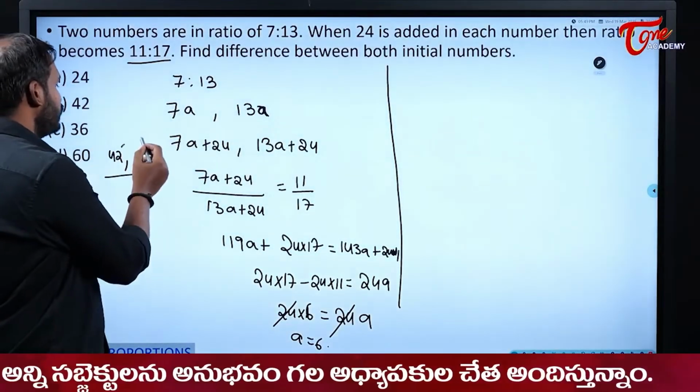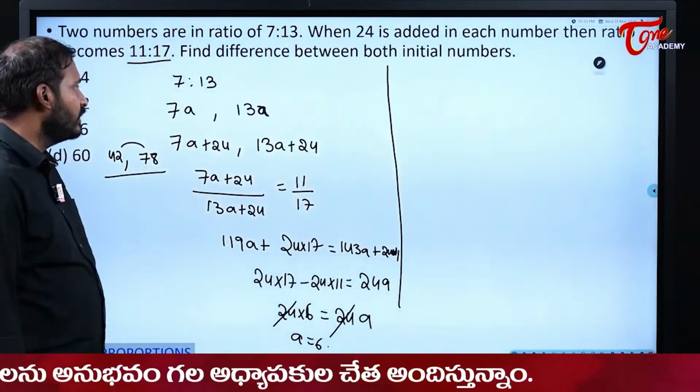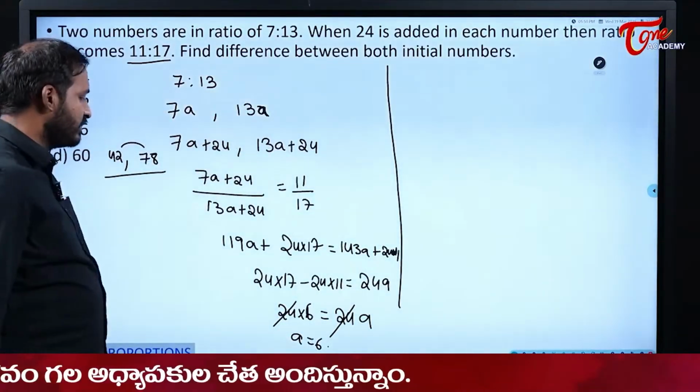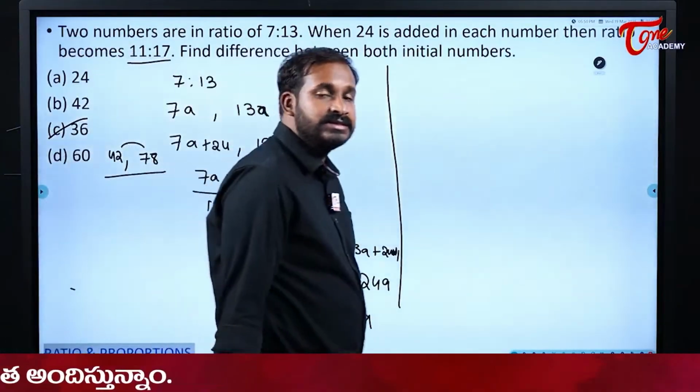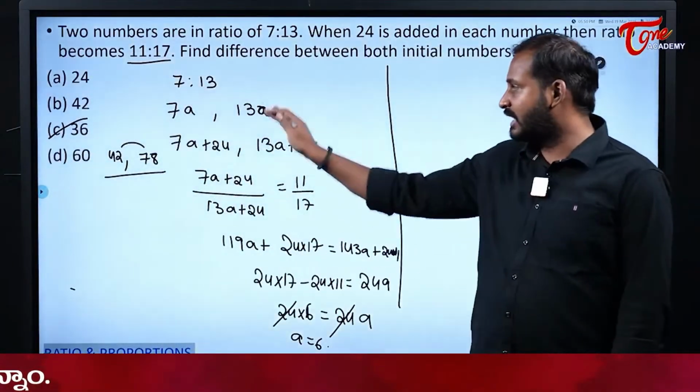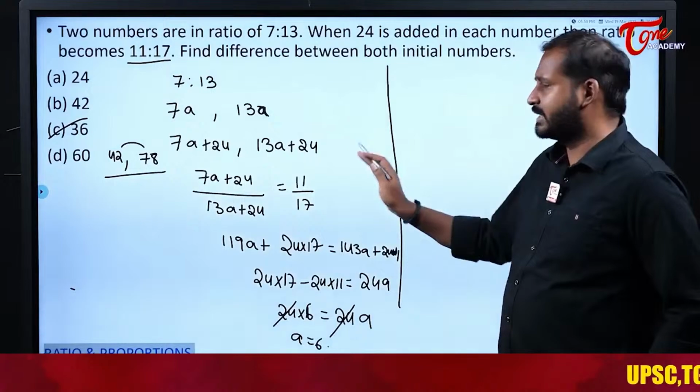The difference between these two numbers is how much? Or else directly the difference between these two numbers is 6a. 6a becomes 36. This is the traditional method to get the answer for this question. But it will take some time obviously.